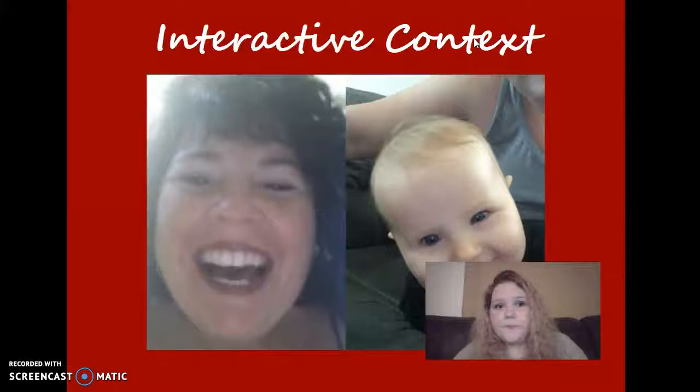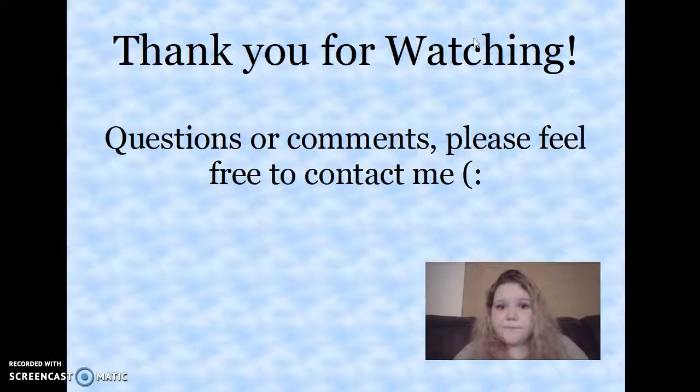An interactive context is when you are able to communicate and interact with somebody, whether it's hearing them or seeing them. So that's my mom and my daughter FaceTiming. So I went over a lot of different terms such as onomatopoeia and happiness, the bonding effect, and compromising.